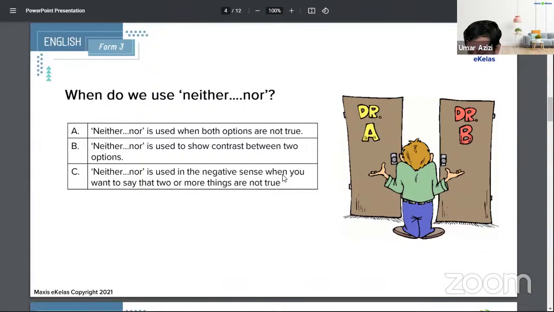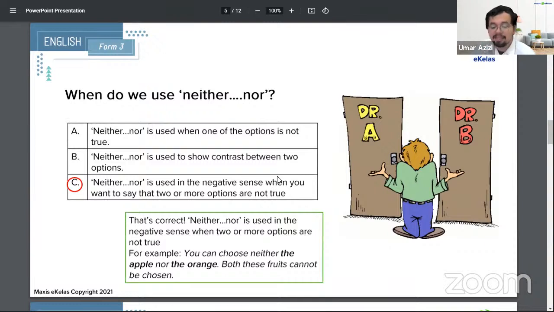Joshian asks, Nani? It's okay, no worries. Questions are good. If you're unsure right now, we'll go through it together. So first and foremost, let's just try and guess what the answer is. Is it A, B, or C? Joshan answers A and Dr. Krause says B. The answer is C. Neither nor is used in the negative sense when two or more options are not true.